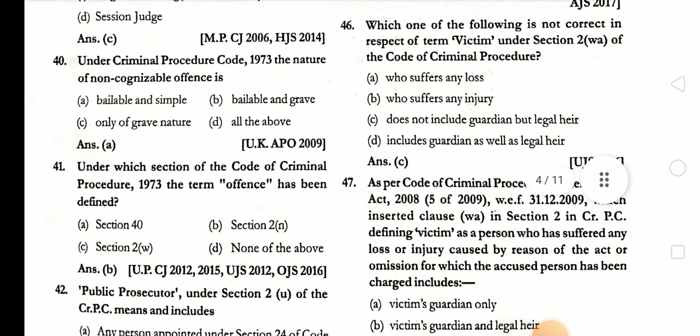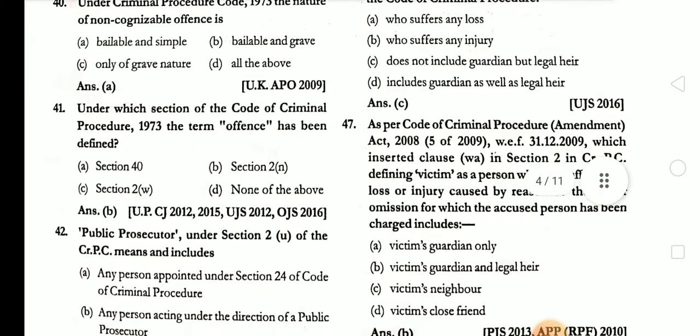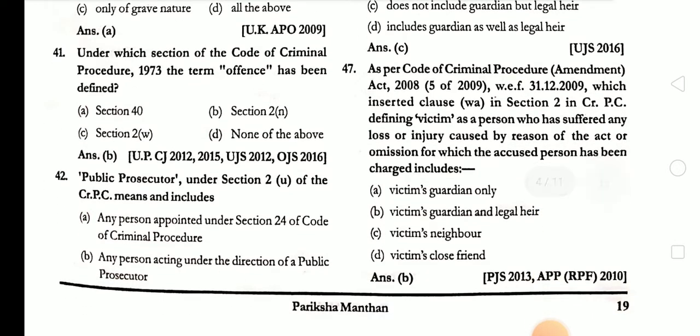Next question. Under CRPC, the nature of the non-cognizable offence is, answer is bailable and simple. So generally non-cognizable offences are those which are bailable and simple offences. Next question. Under which section of CRPC has the term offence been defined? So offence has been defined under section 2 subclause N.